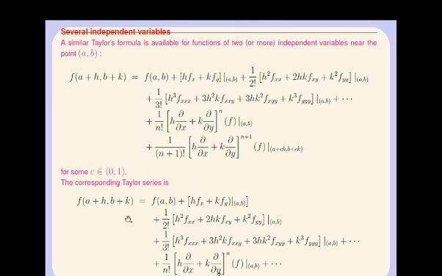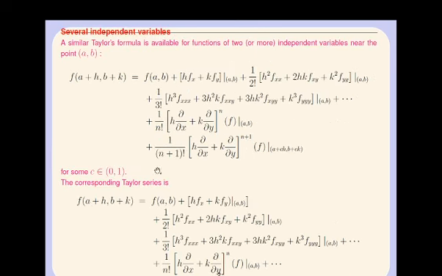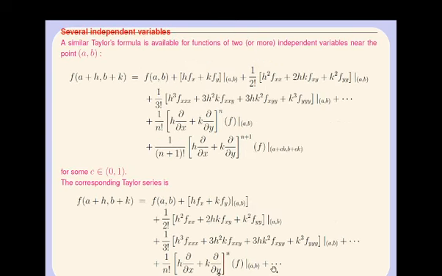And the corresponding Taylor series is: the first terms as it is up to here, 1 by n factorial up to here, and the last term is replaced by this, etc. So this infinite series is called the Taylor series.